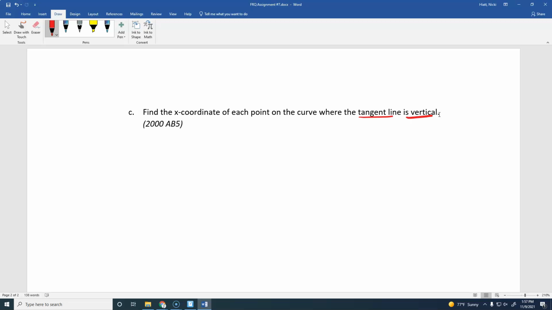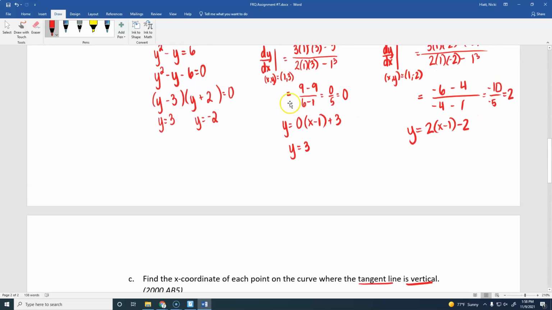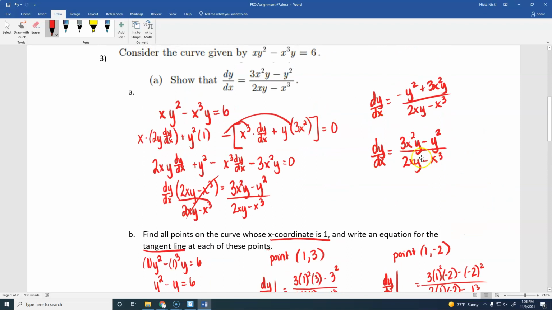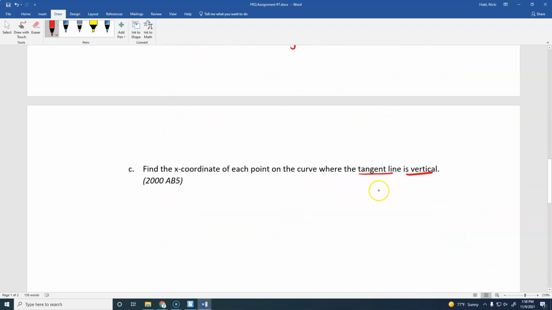So vertical lines, what can you tell me about their slopes? Undefined, right? So the denominator is going to be 0, because if we have a number over 0, it's undefined. So we're going to take the denominator of our derivative, 2xy minus x cubed, and we're going to set it equal to 0. Here's the problem. It's got an x and a y.